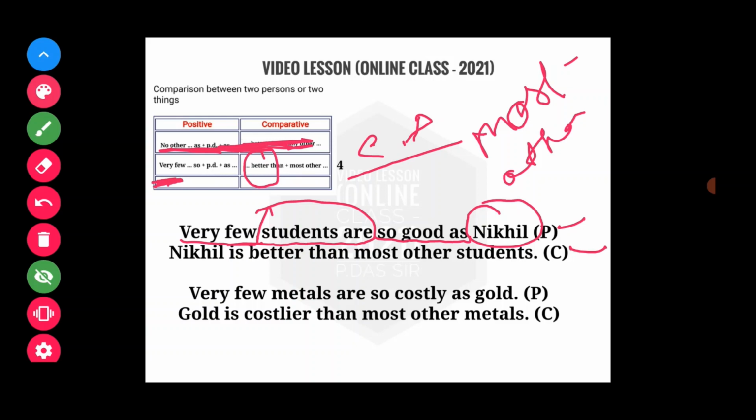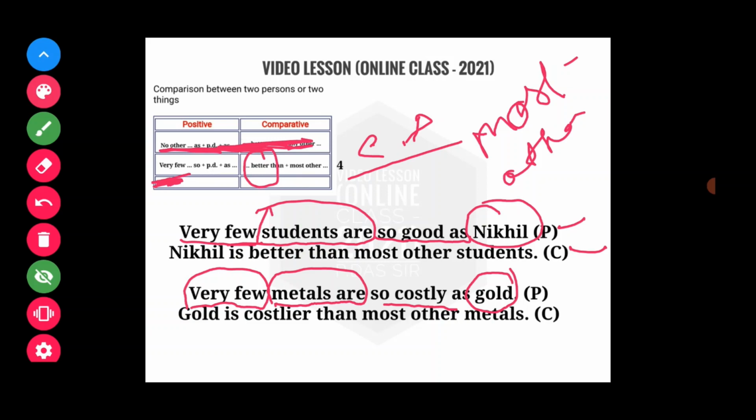Did you understand? Now see the second sentence. Again we have very few. Formula, sentence. Then we have metals are, the part of the sentence along with the verb. Then we have so costly as, verb. Then we have the remaining part of the sentence, gold. Done? Did you understand the sentence? Does the formula match? Do we have the formula in the sentence?